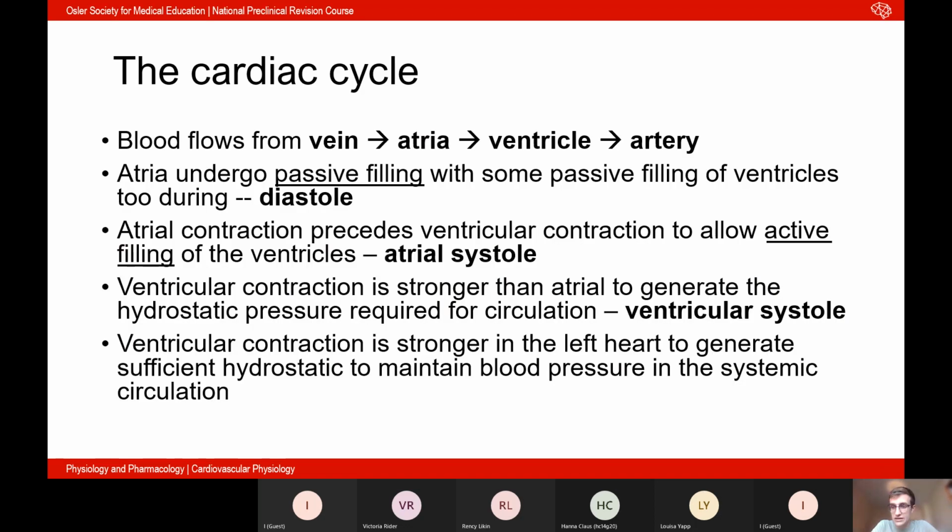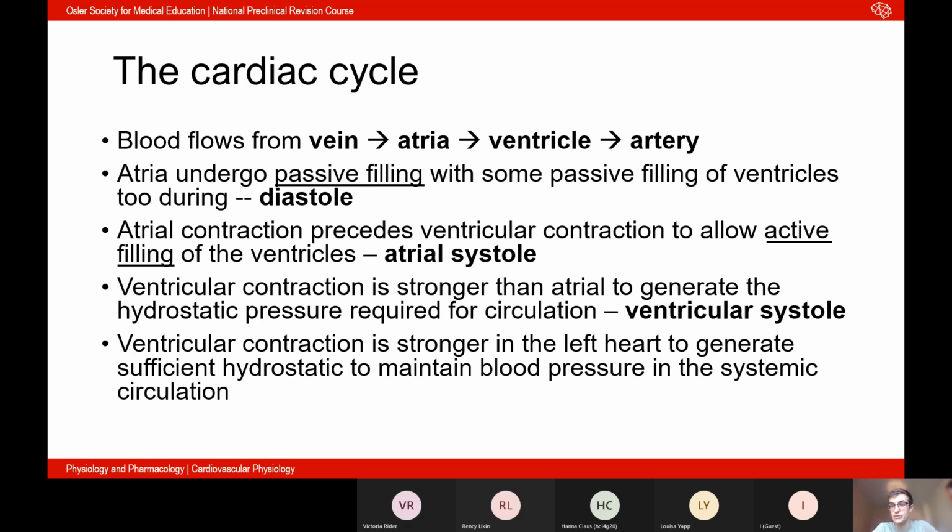So at sixth form, well, at GCSE probably, you learned the basic route that blood takes as it moves through the heart. That's from the venous system, the vena cava into the atria, through into ventricles and out through the arteries.